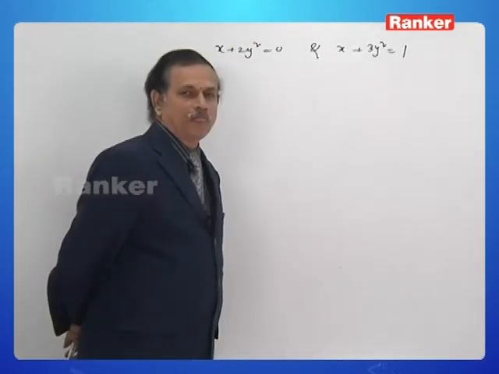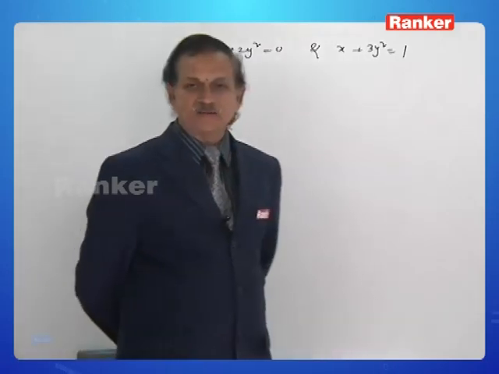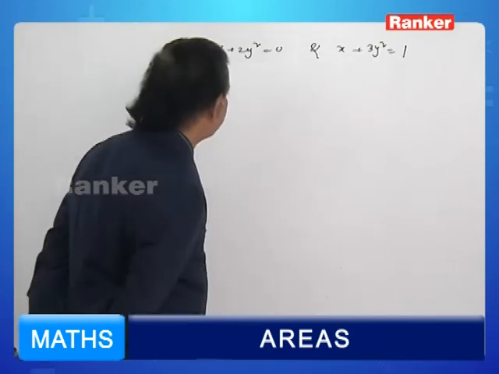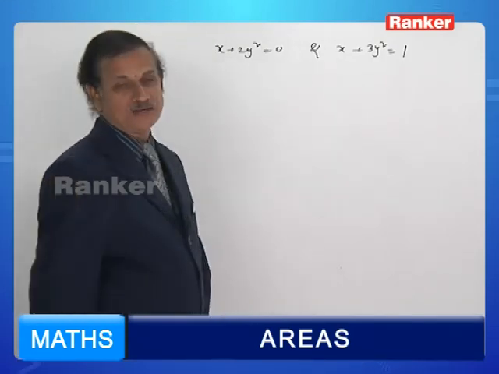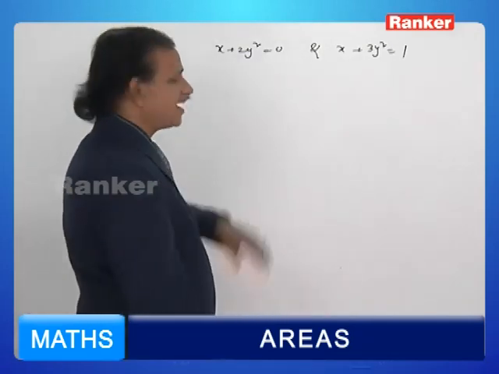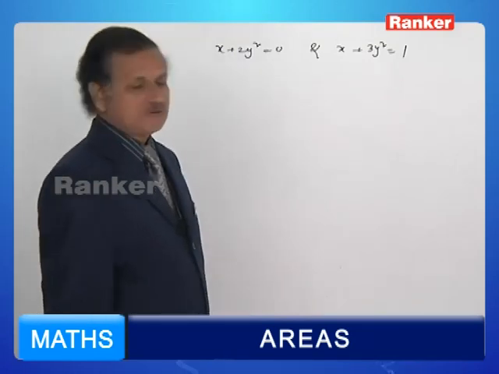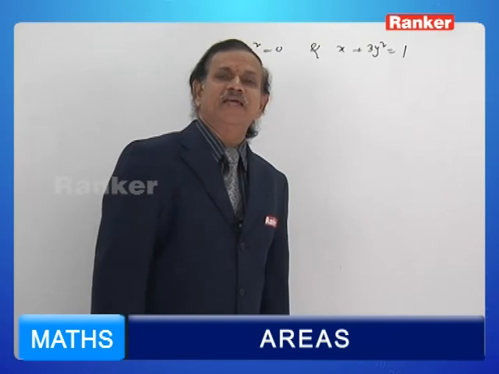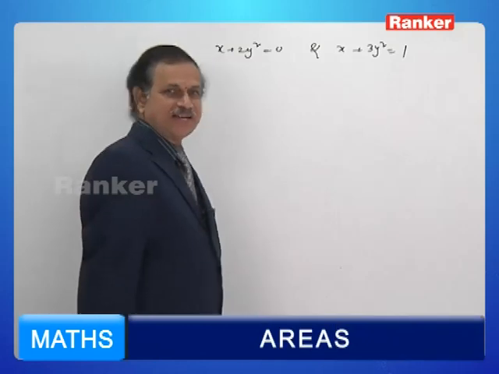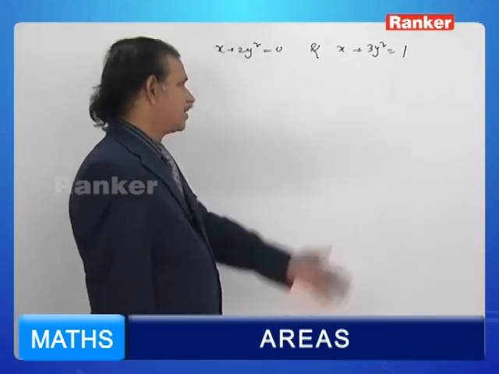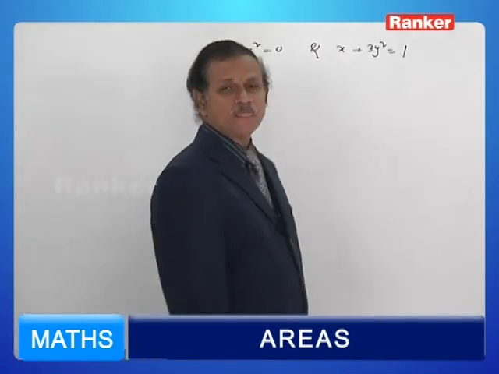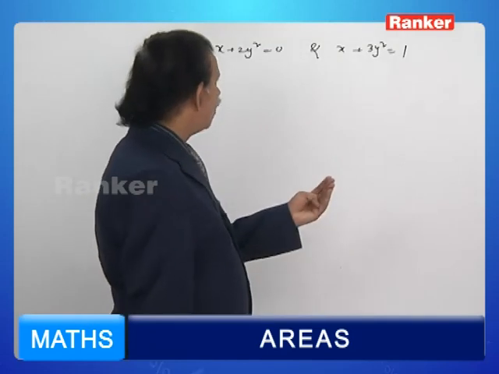Follow this. The next problem is, we are supposed to find the area bounded between these two parabolas, x plus 2y square is equal to 0 and x plus 3y square is equal to 1. The equation of each curve itself offers us an idea to take the area along the y-axis. Why? Because it is quite easy to get x in terms of y. x is equal to minus 2y square and x is equal to 1 minus 3y square, isn't it? And this is of course a parabola which is open towards left.